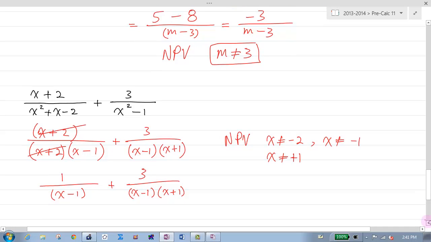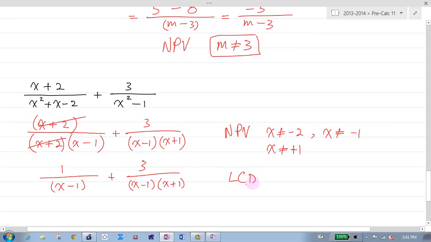I need an LCD. The LCD for these two can be: we list the factors x minus 1 and x plus 1. Okay, what is the highest degree of x minus 1? 1. What is the highest degree of x plus 1? And that's 1, and we multiply by 2 as a common factor in the numerator.